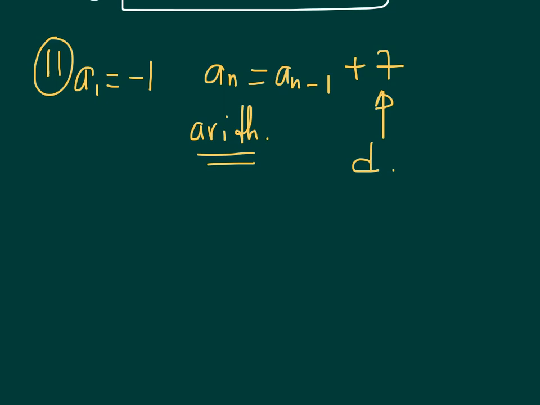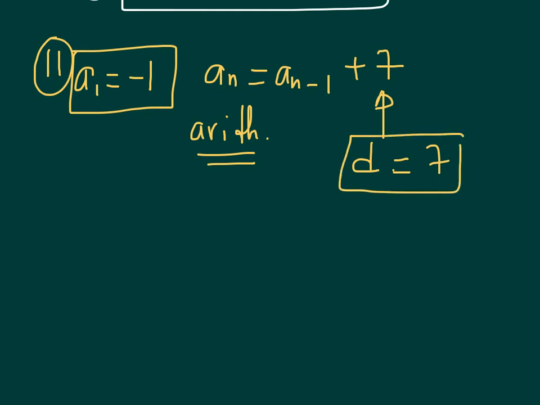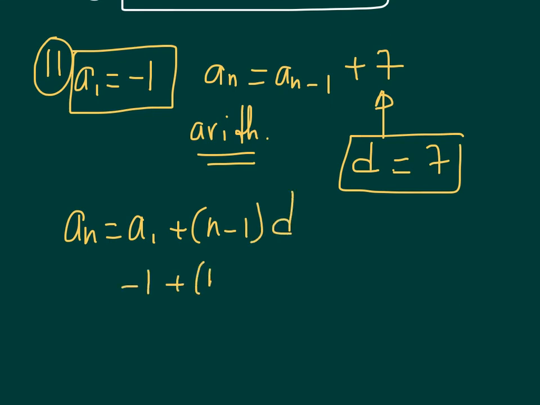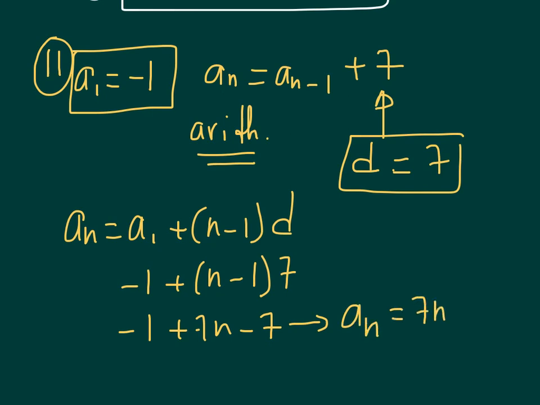Now, to write the formula you need a_1 and you need d. To write it, it's a_n is equal to a_1 plus (n minus 1) times d. a_1 is negative 1 and d is 7. You must simplify this into negative 1 plus 7n minus 7, or simply written as a_n is equal to 7n minus 8. Now what I want you to do, try number 13.